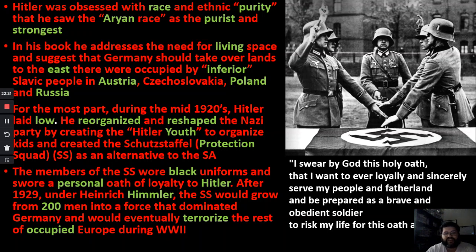Now, under this guy named Heinrich Himmler, the SS would grow from like 200 guys into this most dominant, scary force in World War II, and they would terrorize people. When people saw these guys come in that black outfit with the black hat with the little SS on their uniform, they knew to run, hide. Don't step up to them because it's not just going to be one person; it's going to be a bunch, and they had no problem killing people.